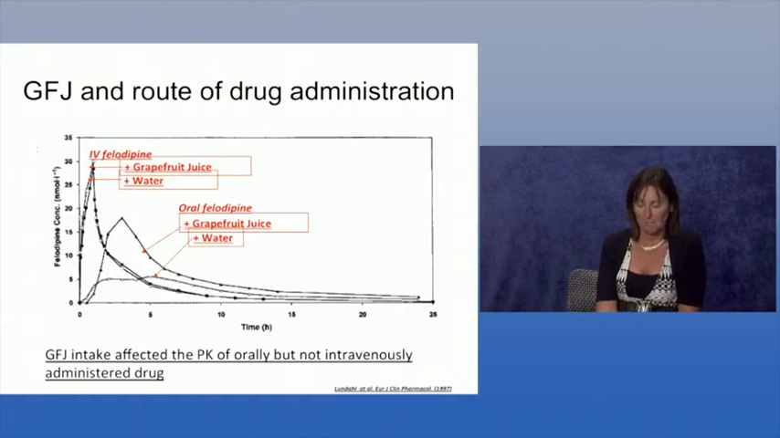Makes perfect sense, right? But what if you compare that then to giving the pill by mouth? So oral felodipine with water versus oral felodipine with grapefruit juice. So what can you infer from this? Well, I think the answer is actually kind of intuitive. The inhibition of CYP3A4 is occurring locally within the GI tract.